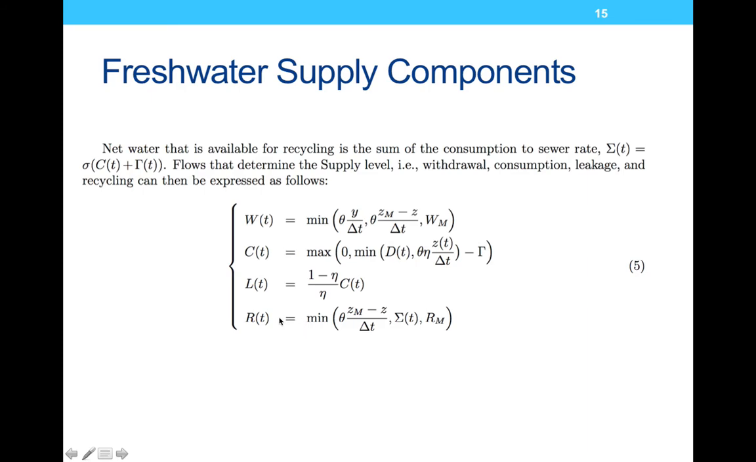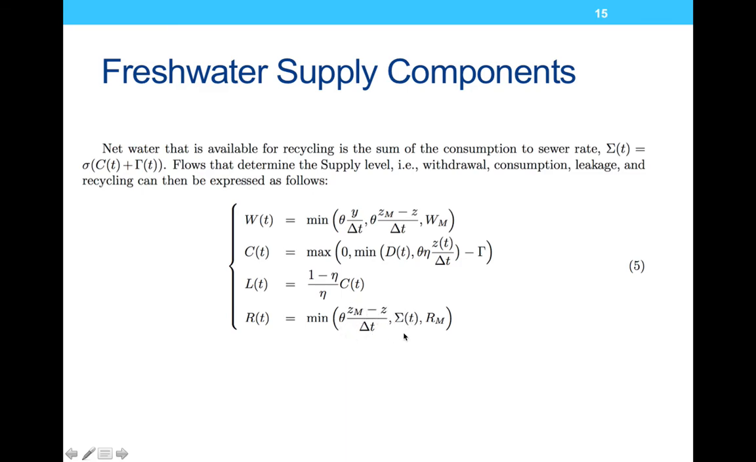The amount of water on any given month that can be recycled is the least of these three components. The first one is, again, the amount of water that's available in the system. So if you look at the difference between the maximum supply and the actual supply, this tells you how much space you have for water on any given month, and you multiply by the assurance factor. So that's one factor you compare to.